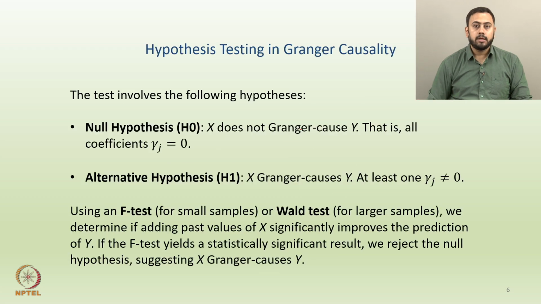Okay. Alright, and then similarly the alternative hypothesis is that if x Granger causes y, then there should be at least one gamma j which is not equal to 0, such that the second factor in the previous equation does not disappear basically. Okay. So, in this context one can actually use an F test for small samples or Wald test for larger samples to determine if adding past values of x significantly improves the prediction of y. If the F test yields a statistically significant result, we would reject the null hypothesis, suggesting that x Granger causes y. Okay.